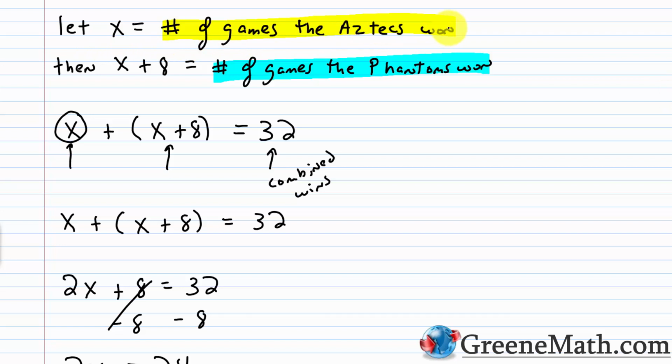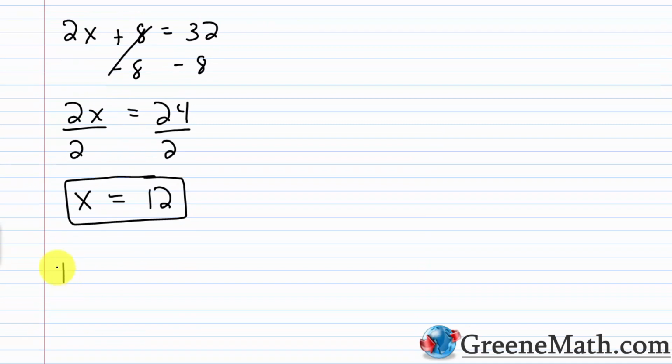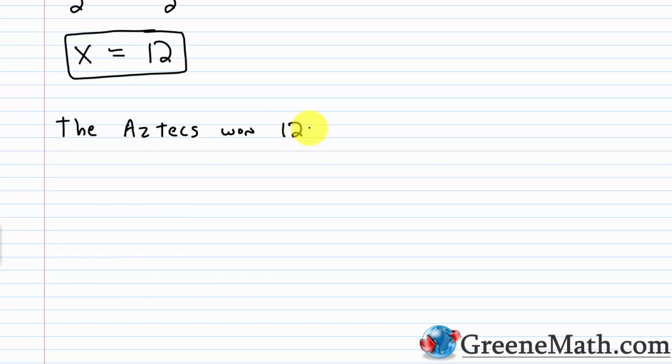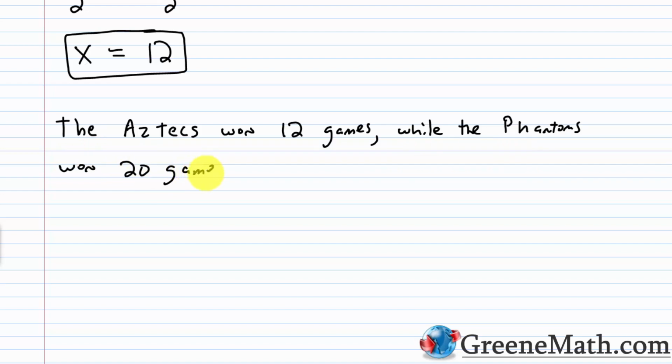So X is the number of games the Aztecs won. So that means the Aztecs won 12 games, while the Phantoms won... remember, they won 8 more games. So 12 plus 8 is 20, right? Remember, you had X plus 8 to represent the number of games that the Phantoms won. 12 is X. So we now know the value for X, which is 12. Plug that in. 12 plus 8 would be 20. So the Aztecs won 12 games while the Phantoms won 20 games.